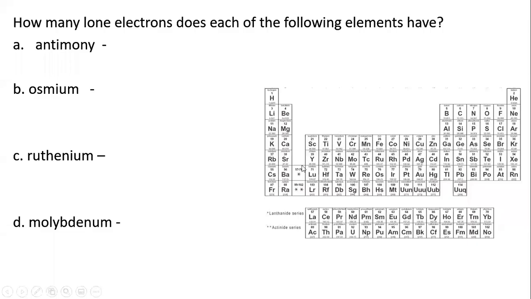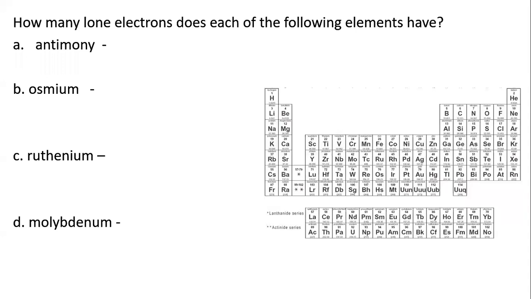So the first question, we're dealing with lone electrons in different elements. Now lone electrons, if you draw the orbital diagram, are electrons where only one electron occupies an m sub L value. That's called a lone electron. So you have lone electrons, and you have paired electrons.